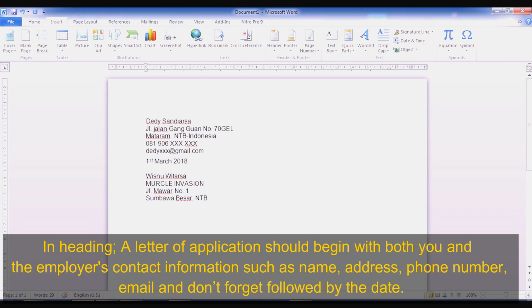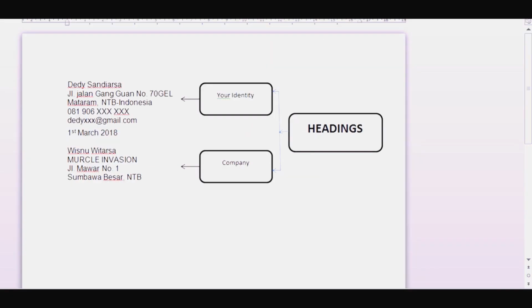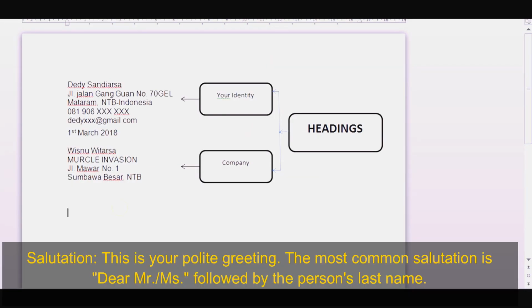The first one is heading. A letter of application should begin with both your and the employer's contact information, such as name, address, phone number, email, and don't forget, followed by the date. Second one, salutation. This is your polite greeting, and the most common salutation is Dear Mr. or Mrs. followed by the person's last name.